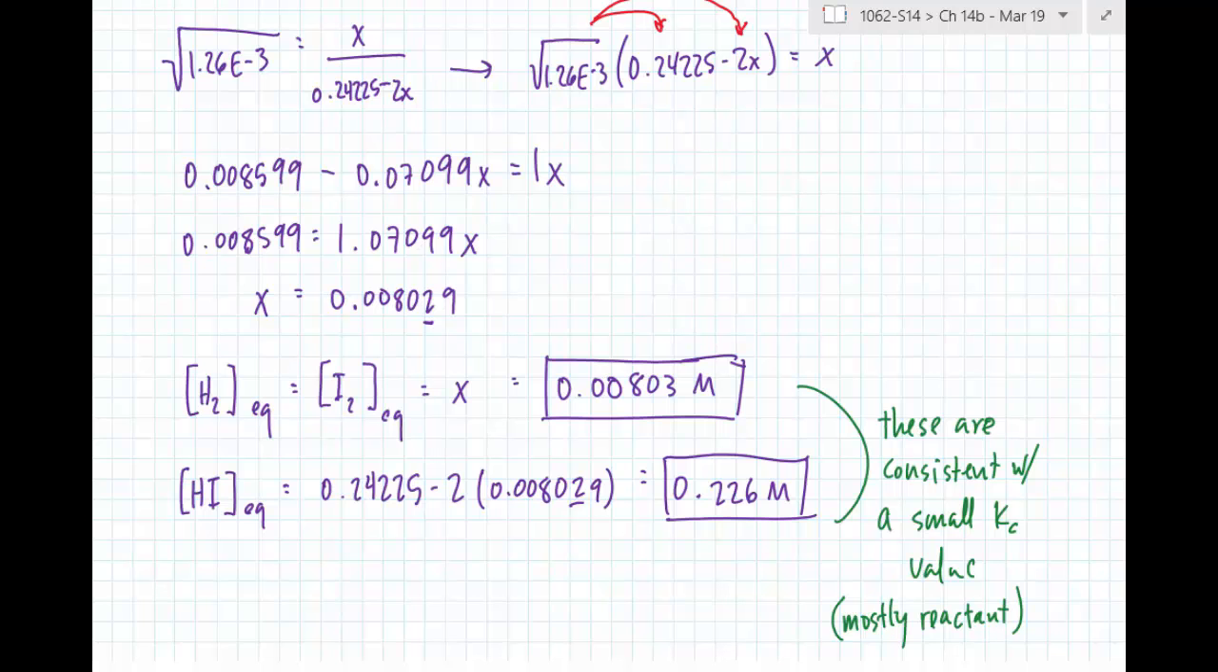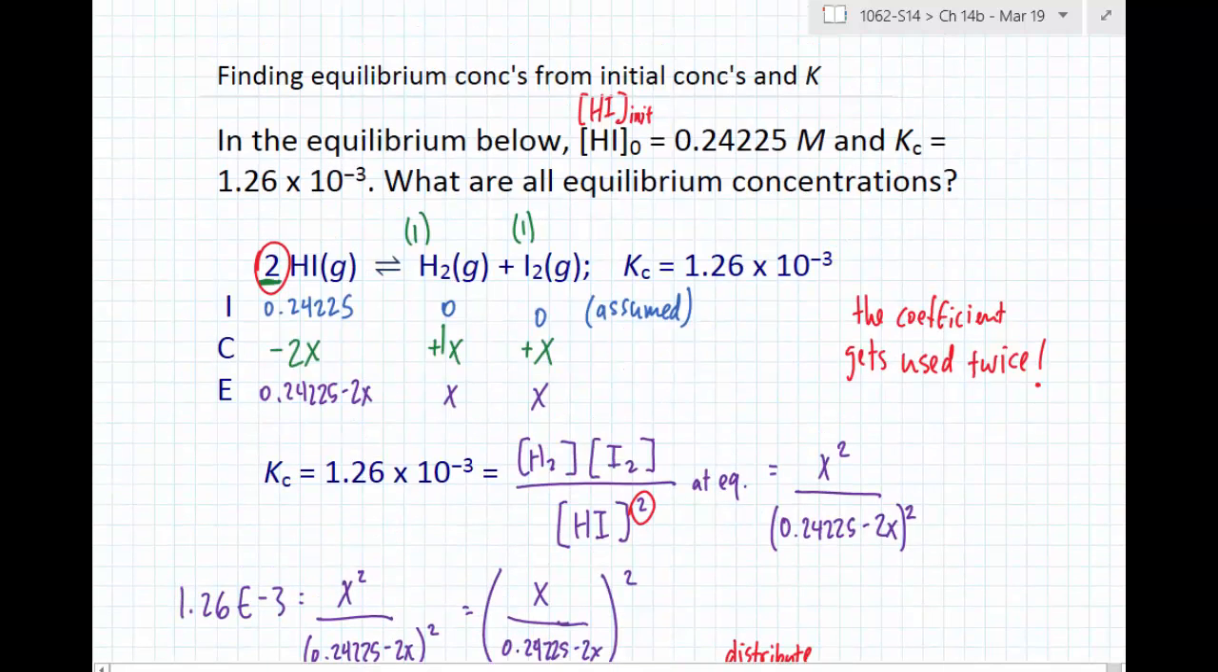So in general, what we did is we set up our ICE table using our x's in the change row and just modified our equilibrium based on the amount that it should be changing. We plugged those into the equilibrium constant expression and solved for x. You can do that if you're given an equilibrium constant, if you're given a K value. Questions about that one?